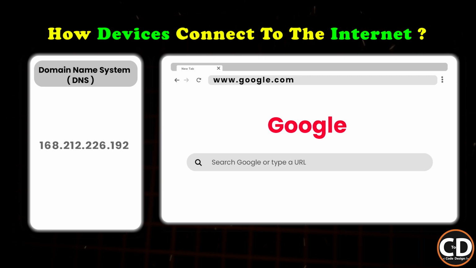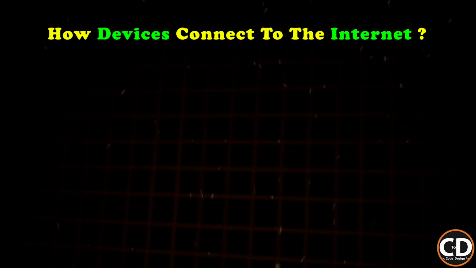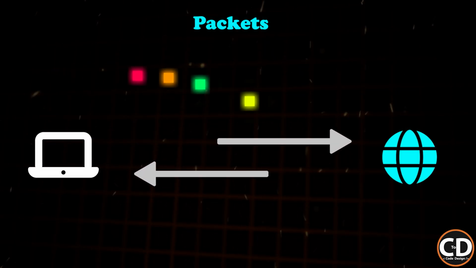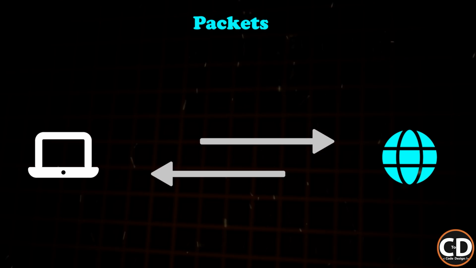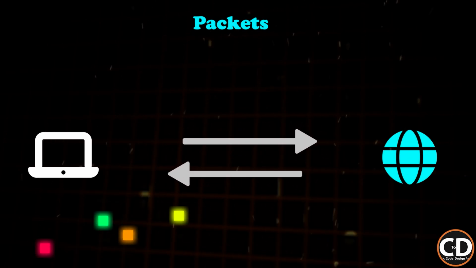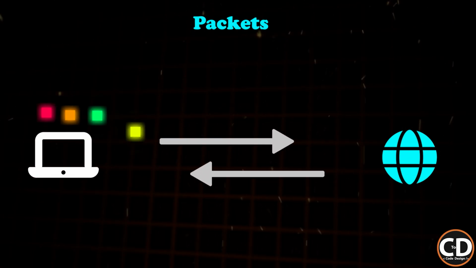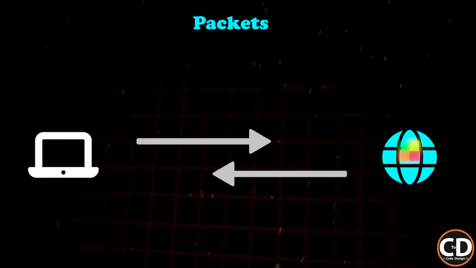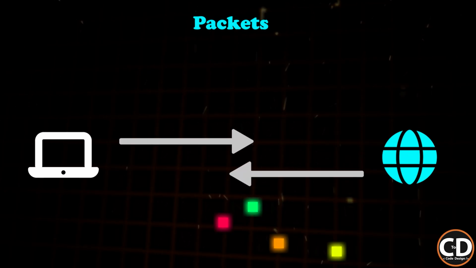Once your device knows where to go, it's time to send and receive data. Here's where something called packets comes into play. When you send a message or request something from a website, that data is broken into small chunks called packets. These packets travel across the internet and are reassembled once they reach their destination.